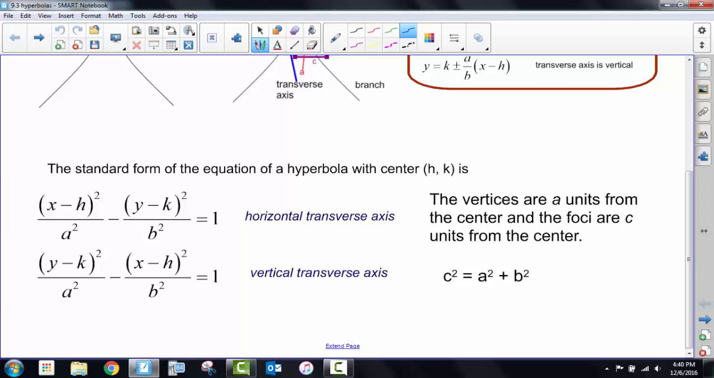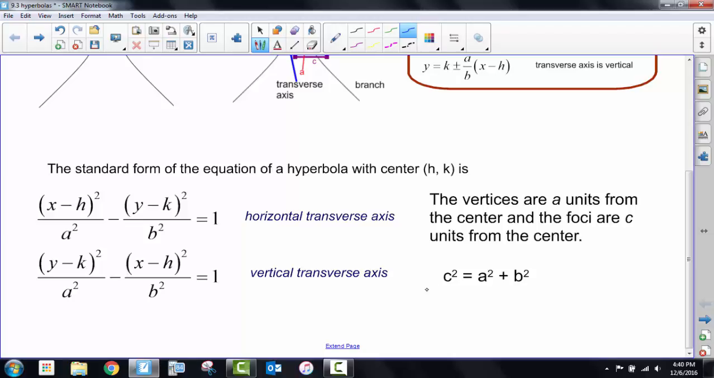I should probably point out here too that A isn't always bigger than B. It can be smaller, it can be bigger, it can even be the same as B. But it's different from ellipses in that A was always the biggest in an ellipse. That is not the case with hyperbolas. C is always going to be the largest of the three. Okay, and so I'm again highlighting the fact that it's a subtraction situation.